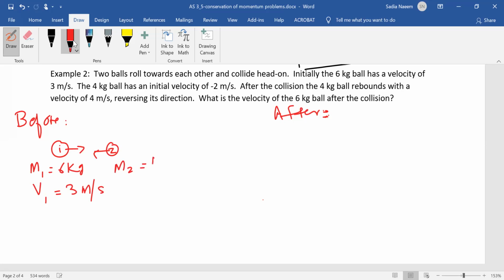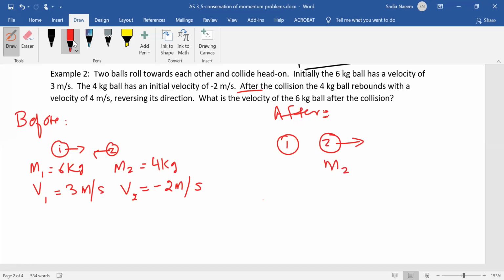M2 is 4 kg, which has an initial velocity, V2. See, I don't have a prime now in any of those, because that means these are initial velocities. After the collision, it says, after the collision, the 4 kg ball rebounds with a velocity of 4 meters per second. So this number 2 rebounds at 4 meters per second.